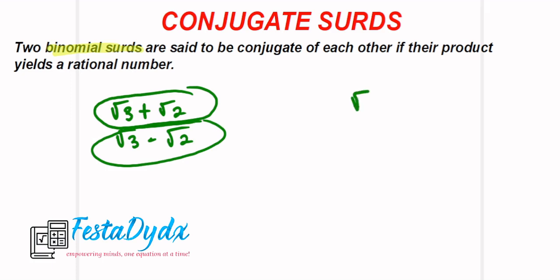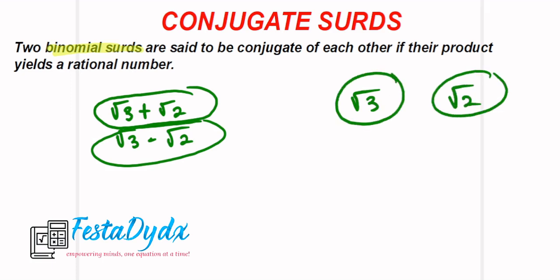Unlike the single surd like root 3 and then separately root 2. This is a single surd. This is a single surd. So when we're talking about conjugate surd, we're working with the binomial surds. So two binomial surd are said to be conjugate of each other.